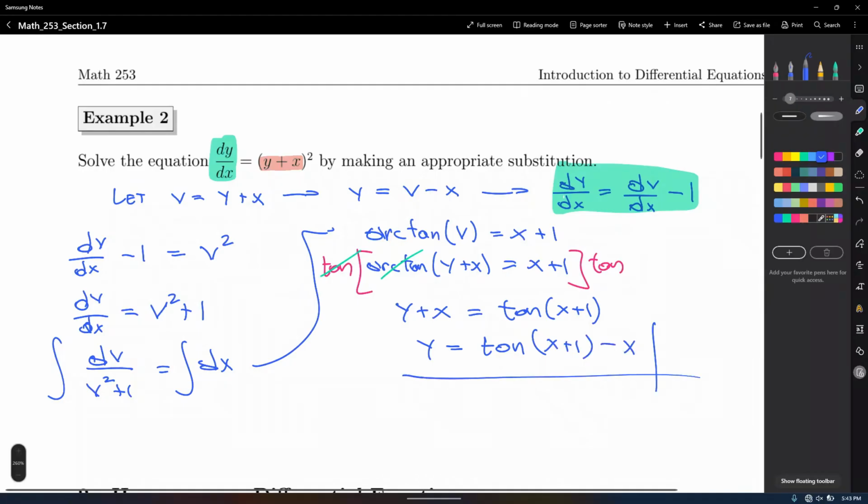Oh, hold on. I think I forgot a c right here, right? I don't know why I added the plus 1. This plus 1 right here should have been a plus c. I don't know where I got the 1 from. I think I was looking at the 1 right here. That's supposed to be a plus c. I'm going to annotate those on the YouTube video.